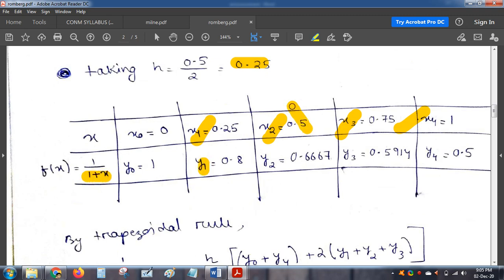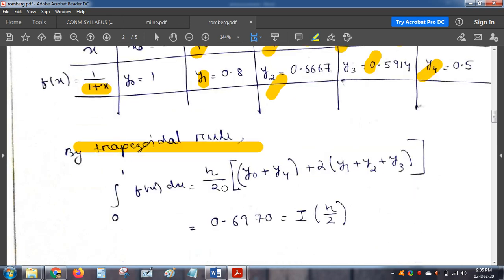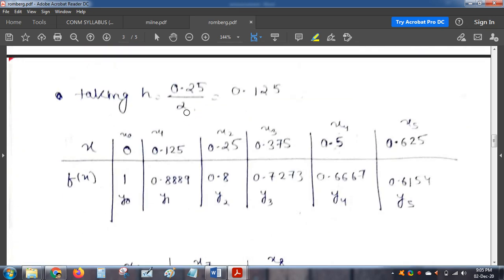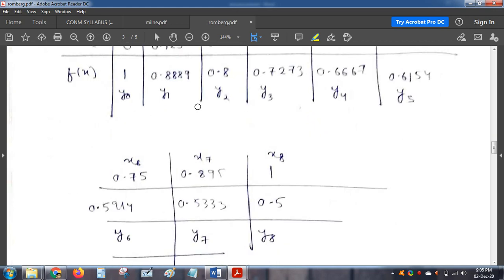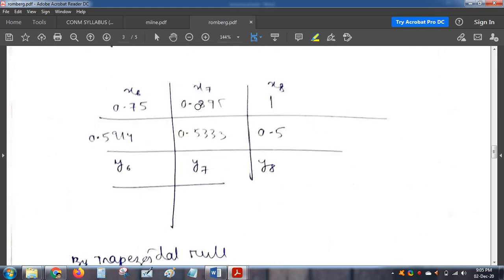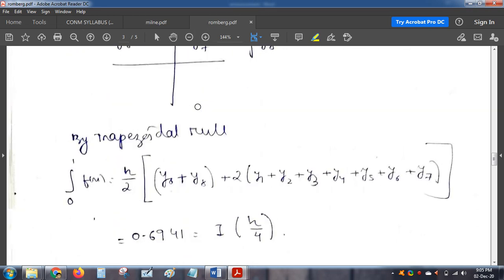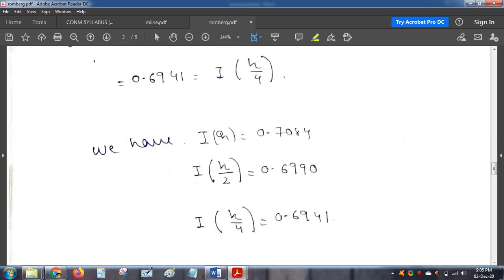So for x2 you have y2, for x3 you have y3, for x4 you have y4. Once you have these values, put them in the trapezoidal formula and calculate your I(h/2). Similarly, do it for I(h/3), I(h/4) and I(h/5). So you can calculate your I(h/2), I(h/4).